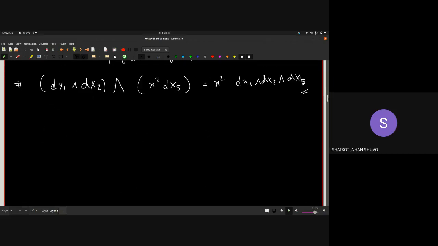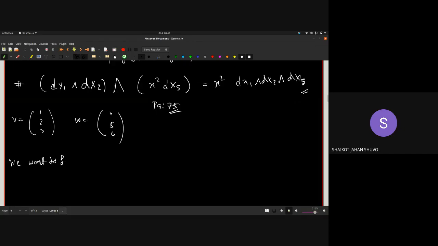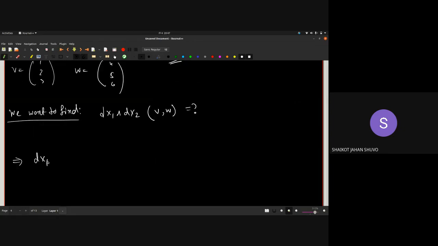Now let's see an example, pretty simple example. Let's say v is equal to, again, this is an example from the book on page 75. What they did here is that they want to find the following. dx1 wedged with dx2, but acting on these vectors, this v and w. What is this? Well, let's write it down first. dx1 wedged with dx2, and they will act on the column vectors, so to say, 1 2 3 and 4 5 6.